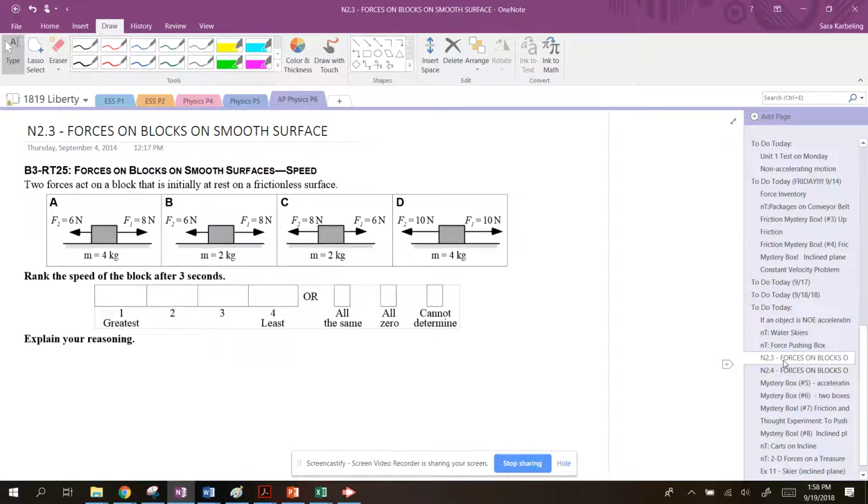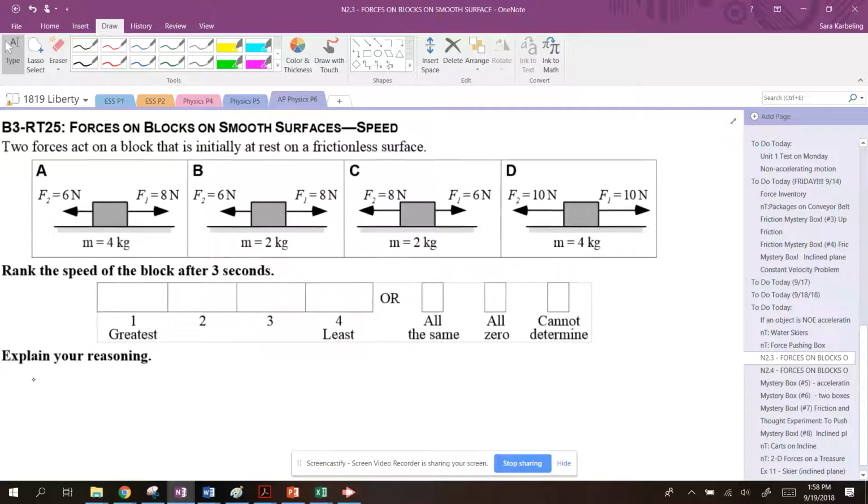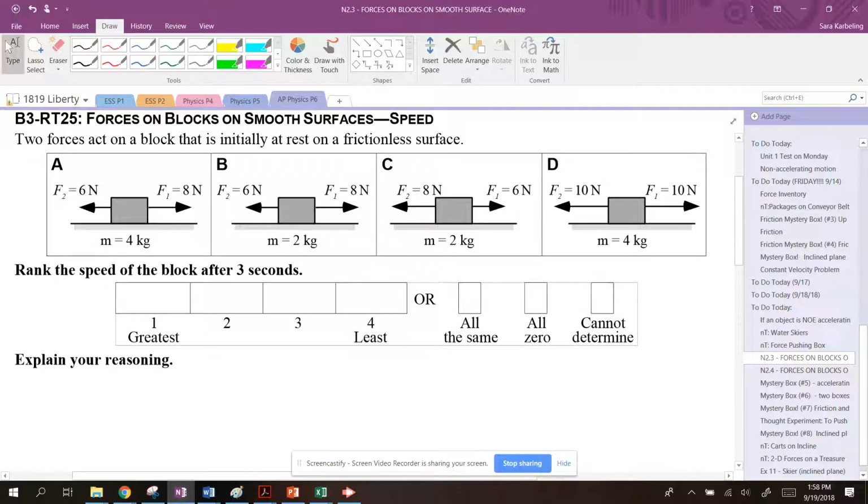What's this one about? Well, this one's interesting. Two forces act on a block initially at rest on a frictionless surface. Rank the speed of the block after 3 seconds. So I'm going to let you think by yourself again. Two forces act on a block initially at rest on a frictionless surface. Rank the speed of the block after 3 seconds.